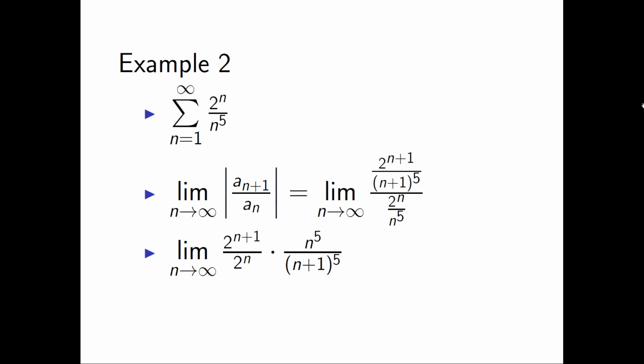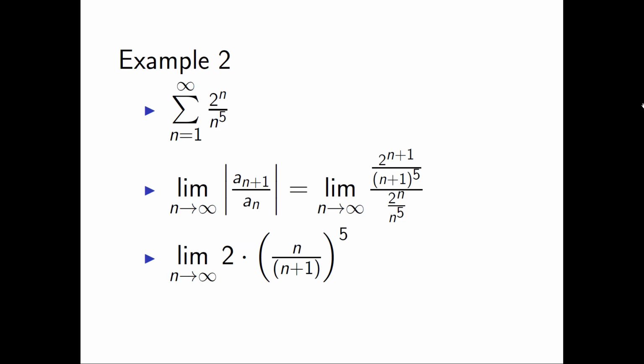And hopefully the simplification here is fairly straightforward. We have 2 to the n plus 1 over 2 to the n. Well, we sort of cancel the 2 to the n, and we're just left with a 2 in the numerator. And here, because both terms are to the power 5, we can just combine them. And so we're left with the 2. And then we have this whole fraction all to the power 5.